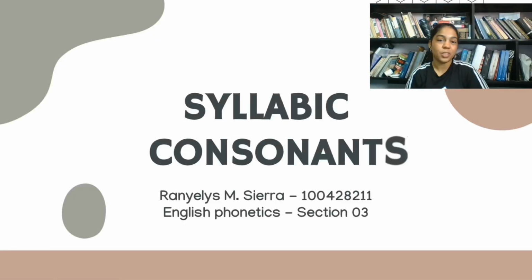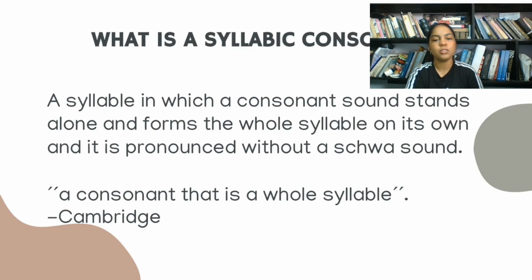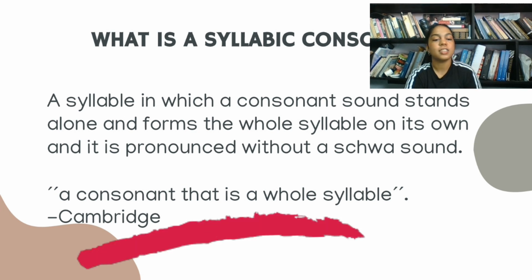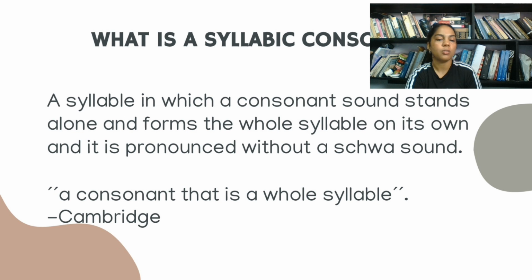This is English phonetics and today I'm going to talk about syllabic consonants. Let's start with a definition, and we can say that it is a syllable in which a consonant sound stands alone and forms the whole syllable on its own, and it is pronounced without a schwa sound. And we have the Cambridge definition, and it says that it is a consonant that is a whole syllable.